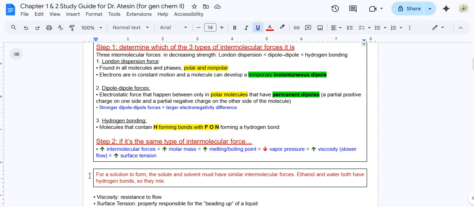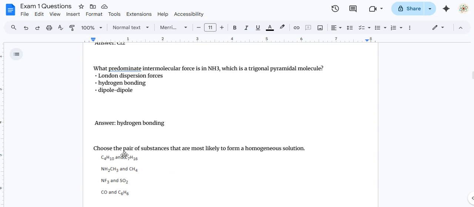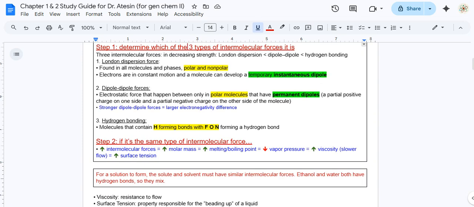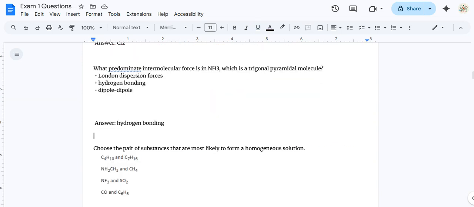Also, for a solution to form, the solute and solvent must have similar intermolecular forces. So, for example, ethanol and water both have hydrogen bonding, so they mix. So out of these four, which are most likely to mix and form a solution?